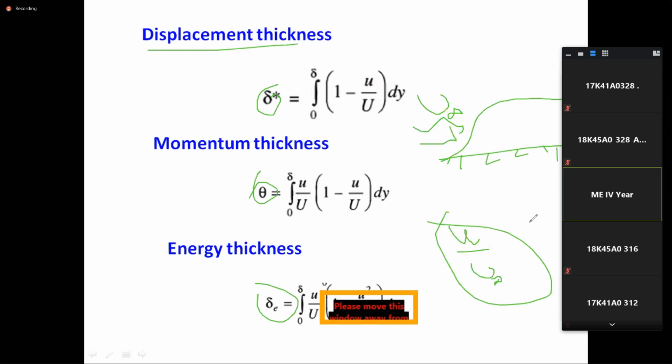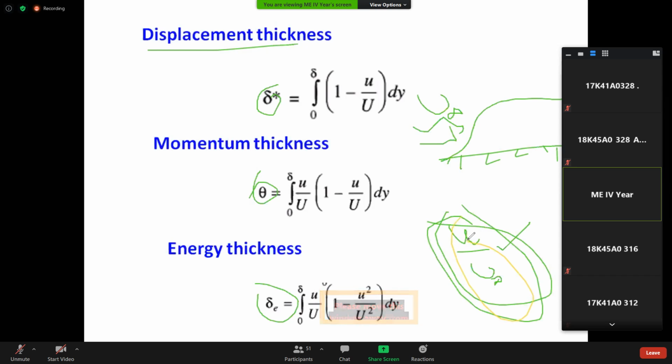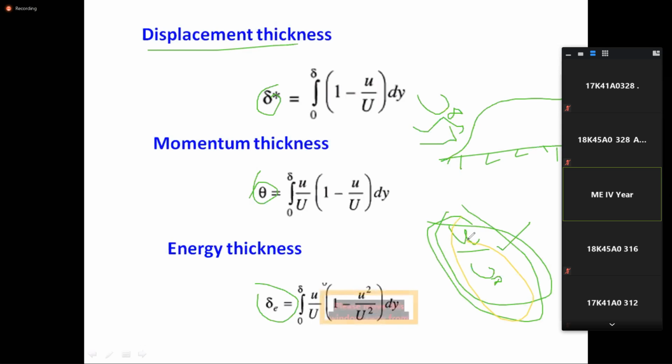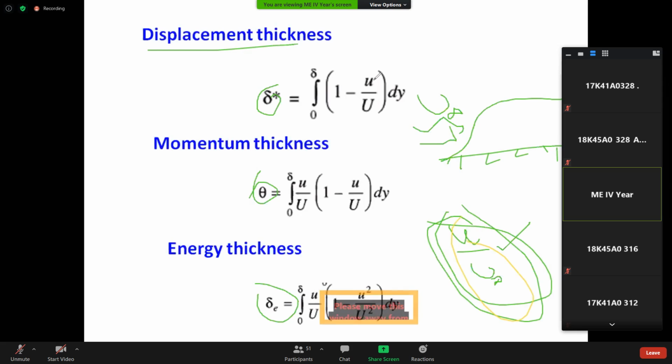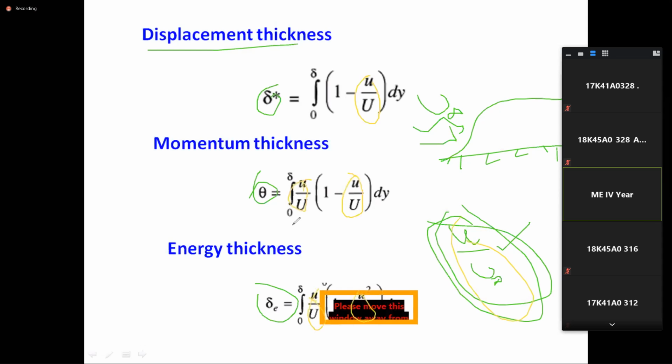When the velocity profile is given, I will show those velocity profiles also. So if the velocity profile is given, how to calculate? In the fluid mechanics case, u by u infinity will be given in the problem. In this heat transfer case, these situations will not come again. Just for reminding: u by u infinity is given, substitute it here, and integrate u by u infinity between the limits 0 to delta, so that you will get theta, delta x and delta e.